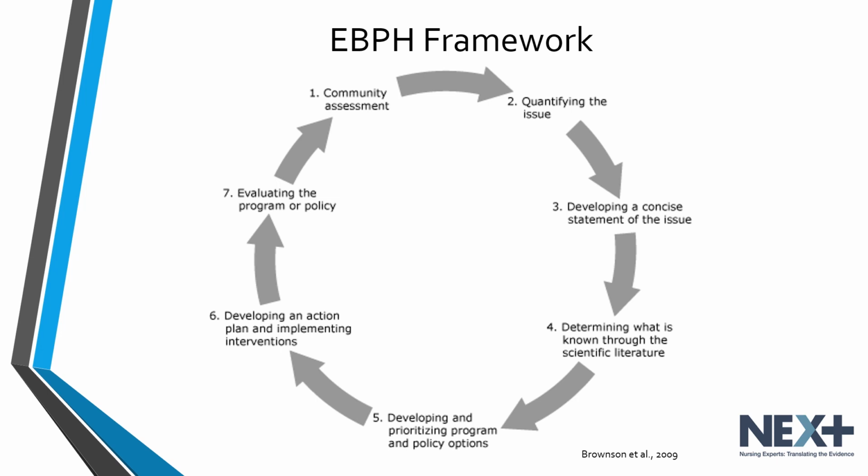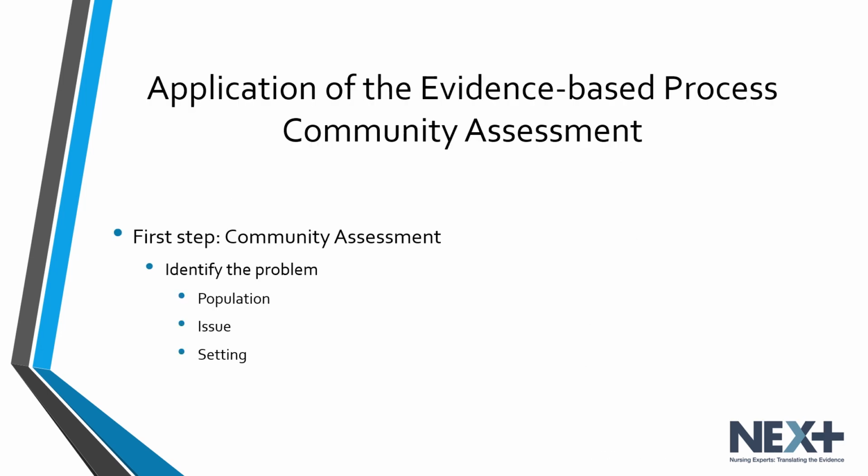Number 6, implement the program. And number 7, monitor the implementation of the program and evaluate the results. Now that we have learned about the 7 steps of the evidence-based public health process, let's begin to apply what we have learned. The first step is to assess or identify the problem. We want to identify the problem by describing the population, issue, and the setting.